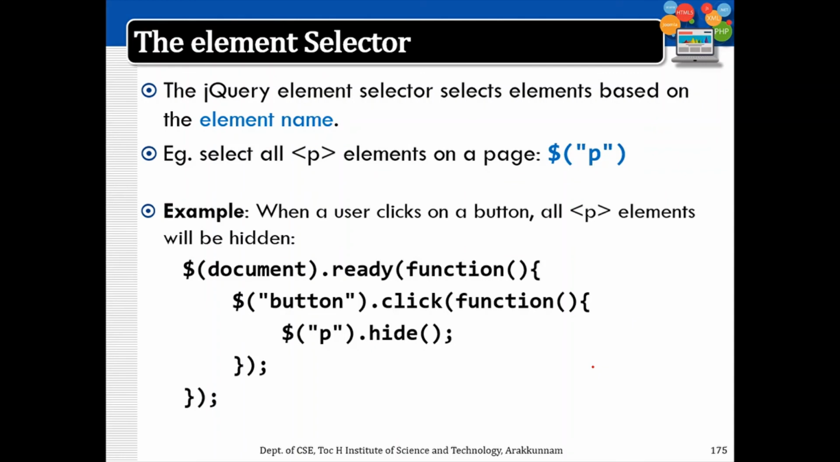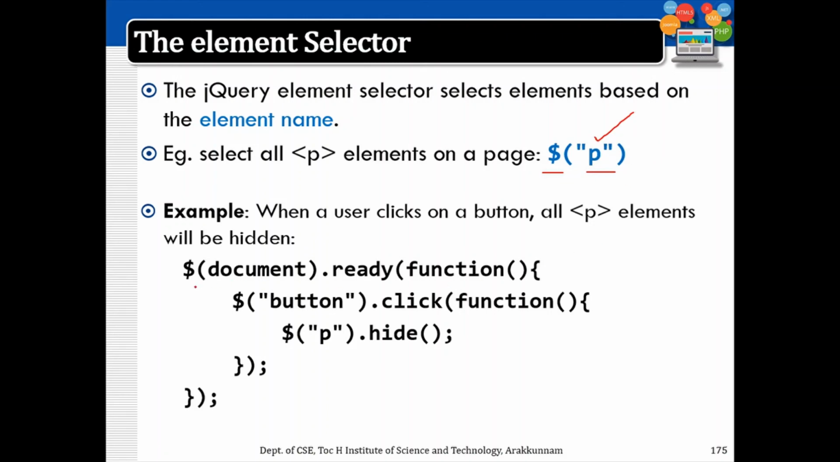First one, the element selector. Element selector is the simple selector that we studied in CSS. The format is the only difference. Within brackets, give the tag name. So this is a simple element selector which selects the elements of type P.